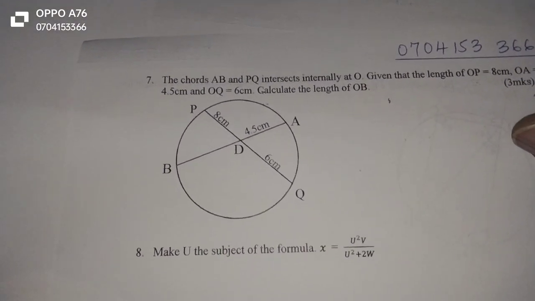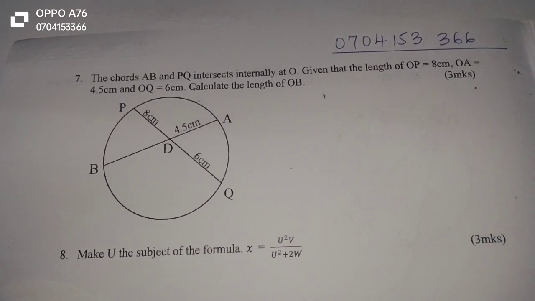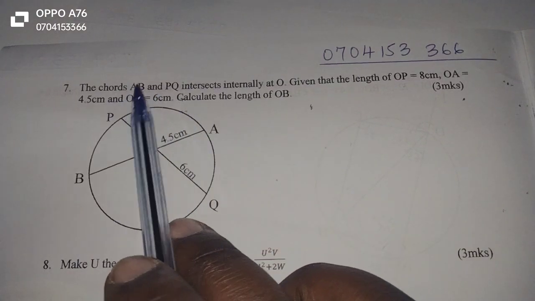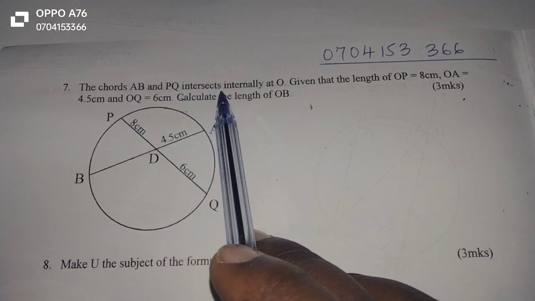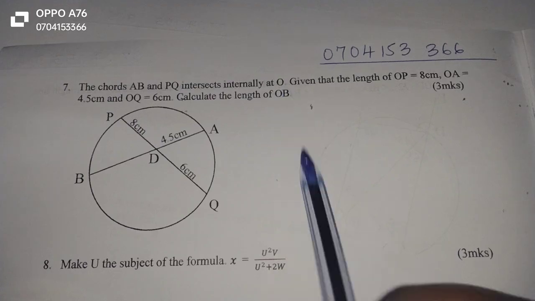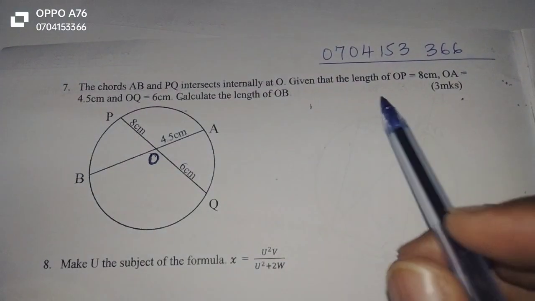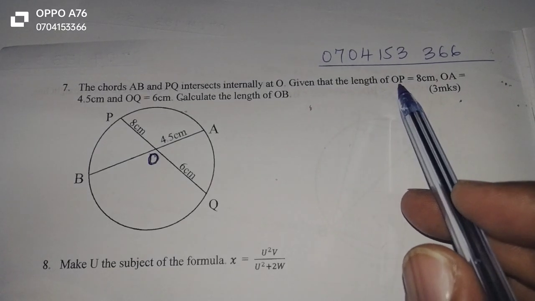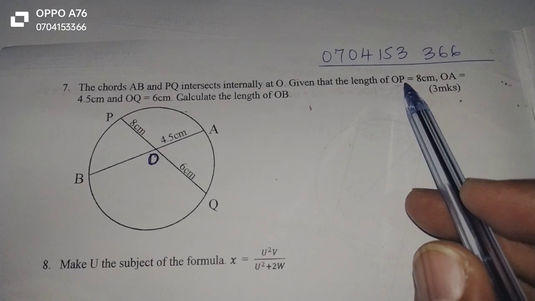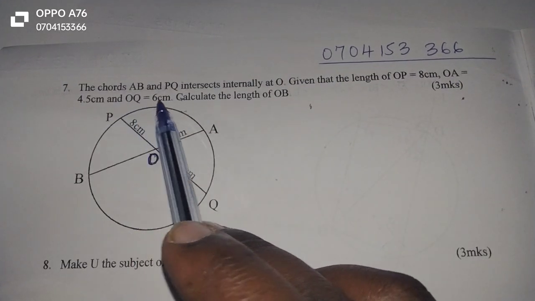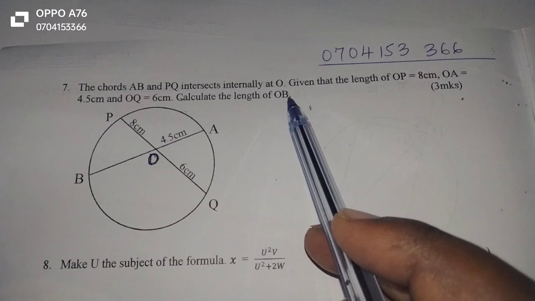We have number 7, which is talking about intersection of chords. The chords AB and PQ intersect internally at O. So this is at point O. Given that the length of OP equals 8, OA equals 4.5, and OQ equals 6, calculate the length of OB.